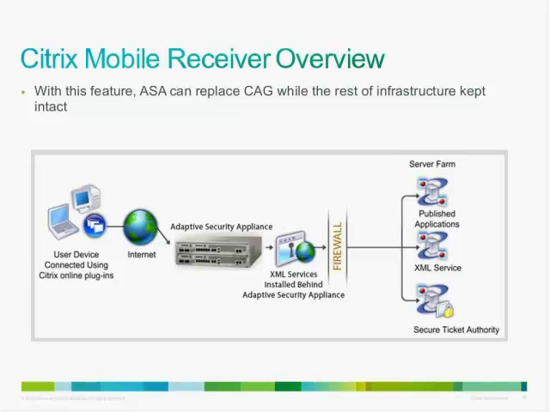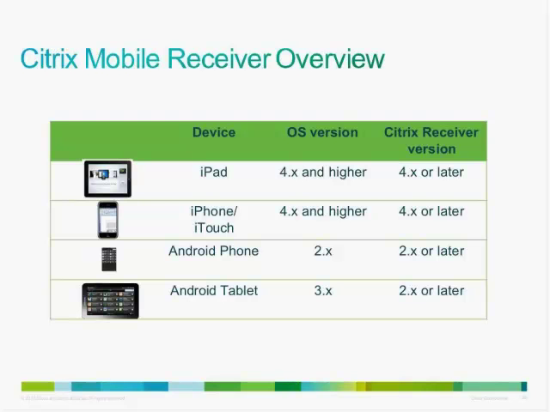The Citrix mobile receiver, just to give you a small heads up, supports the iPad, the iPod Touch, and the iPhone. These are the devices it can support. Apart from that, Android phones and tablets are also supported with the Citrix mobile receiver on the ASA. We'll be adding more devices for this support based on help from Citrix also. But as of now, these are the supported or tested versions that we have with the ASA.